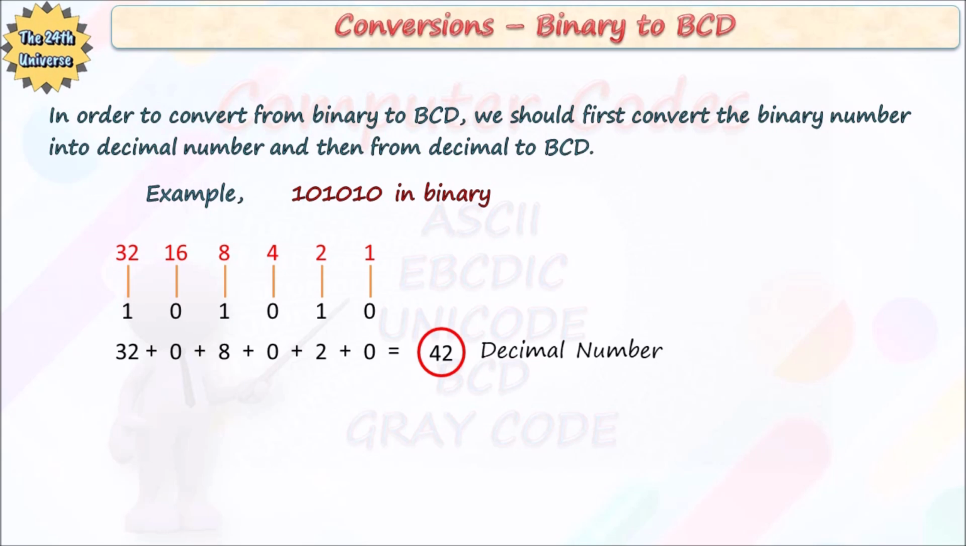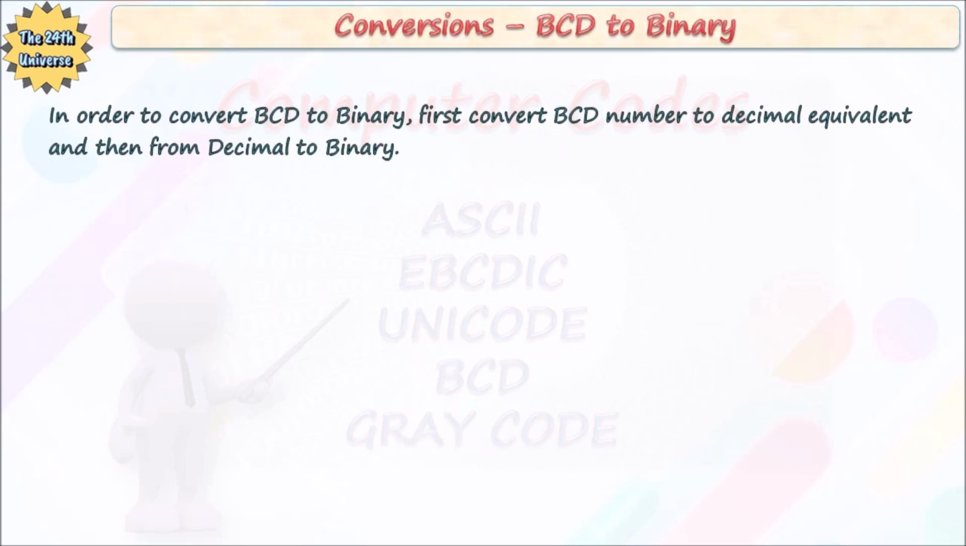Now convert 4 and 2 into 4-bit binary numbers like this. That gives the BCD equivalent 01000010. Now to get back to binary again from BCD, we follow the same procedure with a little modification. That is, we convert the BCD number to its decimal equivalent and then from decimal to binary.